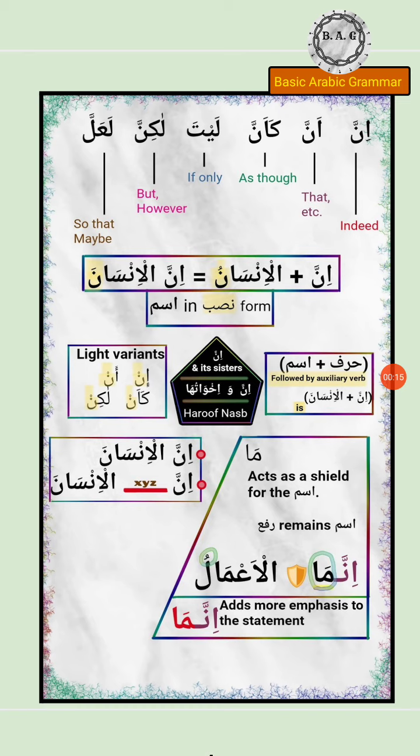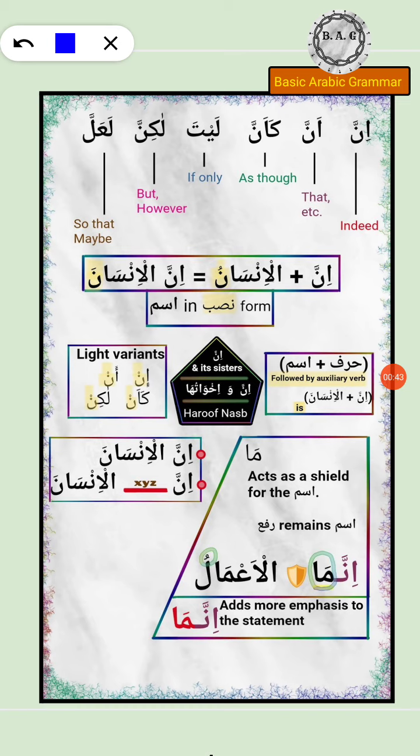Yesterday we did Haroof and Nasb, which are also called Inna and its sisters, or Inna wa ikhwatuha. However, I prefer Haroof and Nasb because this name gives their job away. It tells us what they do. Therefore, Haroof and Nasb is something that I like to stick with, especially for the beginners level. In this short video, we are going to cover this summary together.